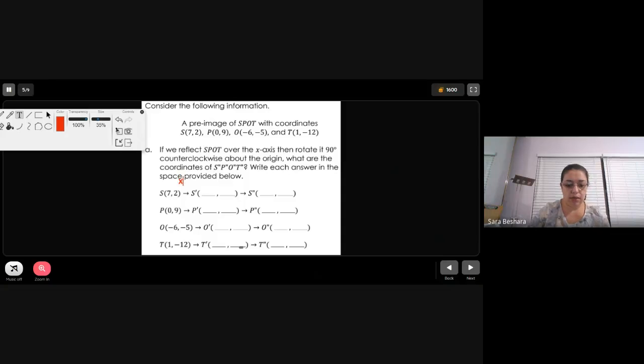So it would be x, negative y. We don't swap or anything. We keep the x the same and we change the y. Remember, I told you, we always keep the coordinate that matches the axis of reflection. So since it's x, we keep x. If it's y, we keep y. And then rotate counterclockwise about the origin.